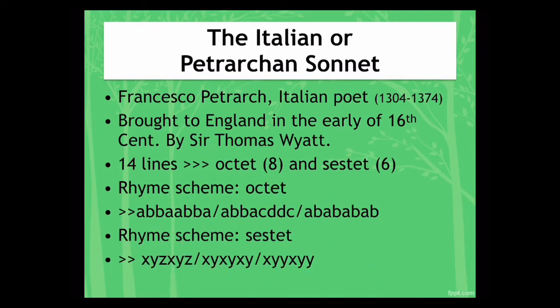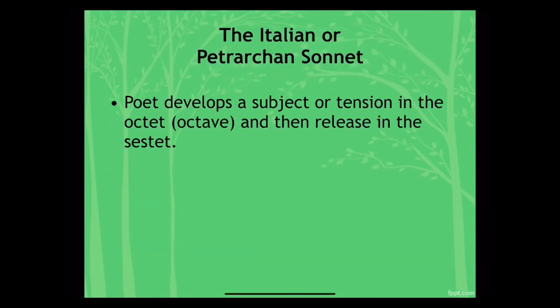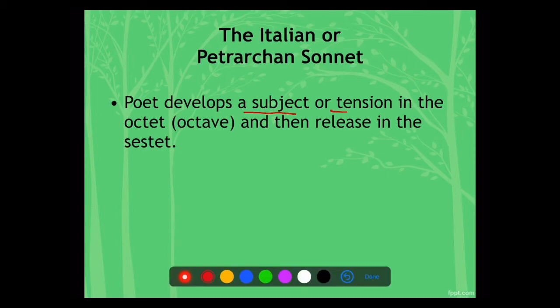Okay, next. Now, the poet develops a subject or tension in the octet and then release in the sestet. So this means that why do you need these distinctions? Why separate into 8, 6? Why can't you do it in like 10, or 10 and 4? It's because what you call the subject matter, the story that you want to tell, that is why you call it a subject or tension.